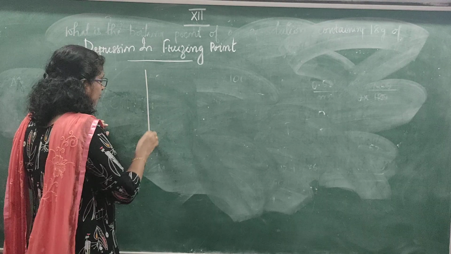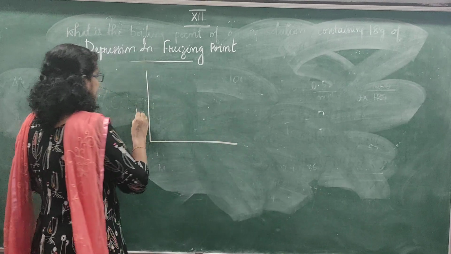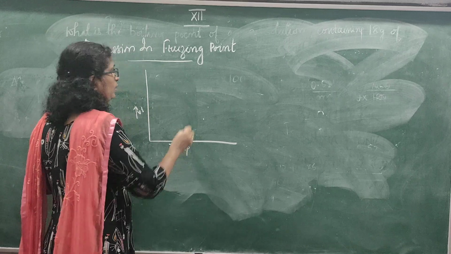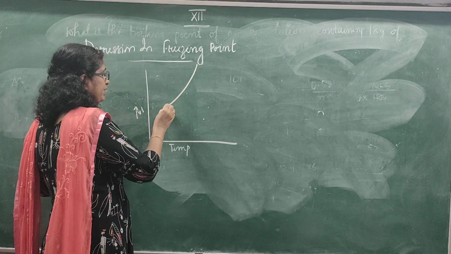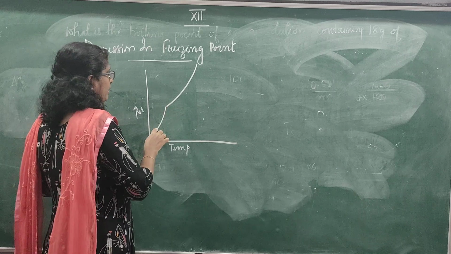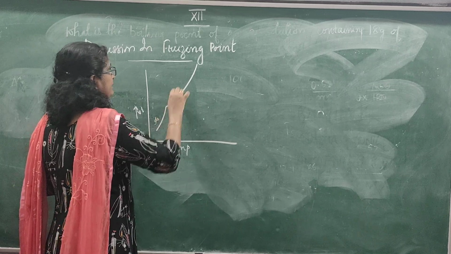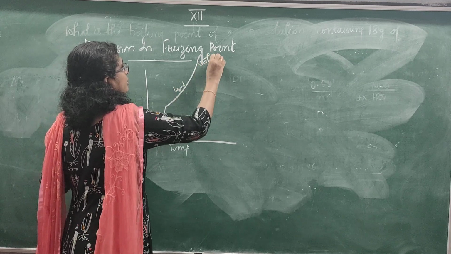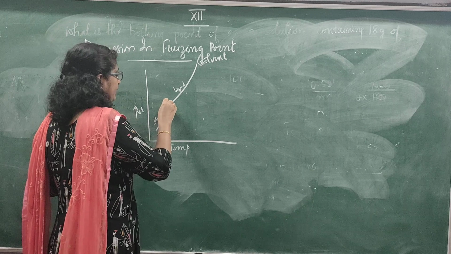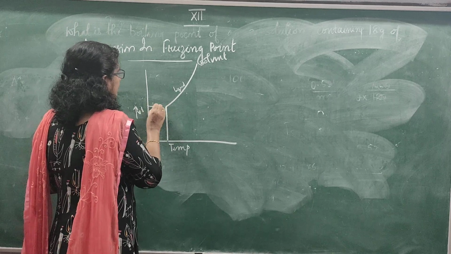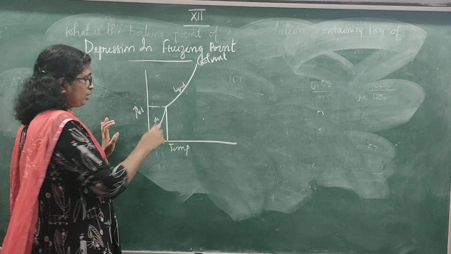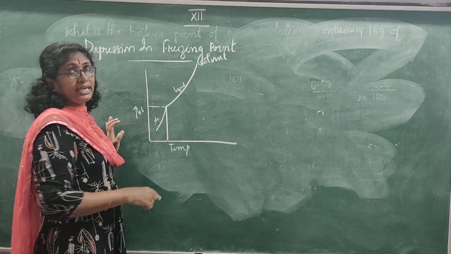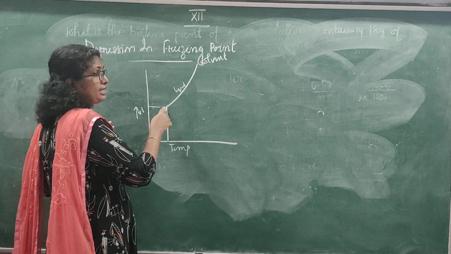Now again, yesterday we plotted the vapor pressure and temperature. When you are cooling a solvent, it cools here, and see here, this is the solid phase, and this is the liquid phase of a pure solvent. You are freezing it. So this point is the freezing point of that pure solvent, because at this temperature the liquid phase and the solid phase are coexisting. That means their vapor pressures are the same.